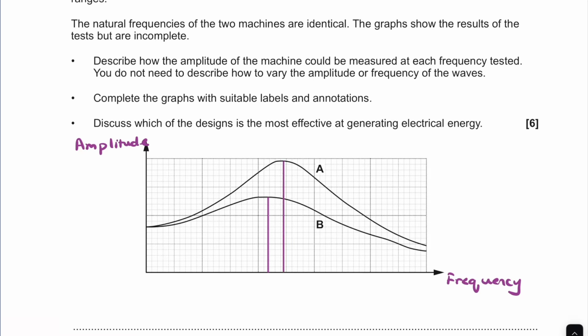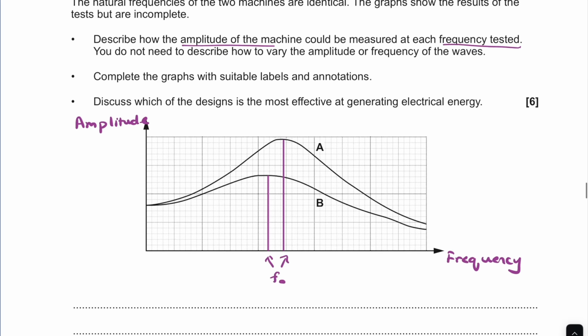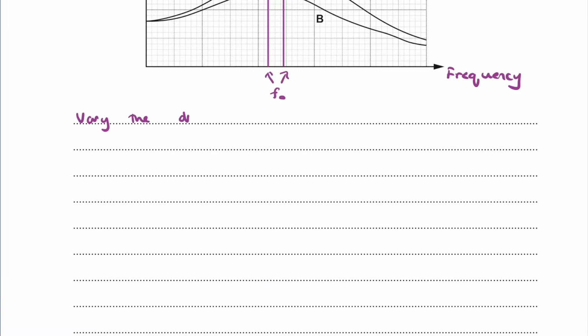So they have very similar natural frequencies, but clearly design A has a slightly higher natural frequency. So these values are f naught. Let's talk about the amplitude measured at each frequency. Vary the driving frequencies using a signal generator.